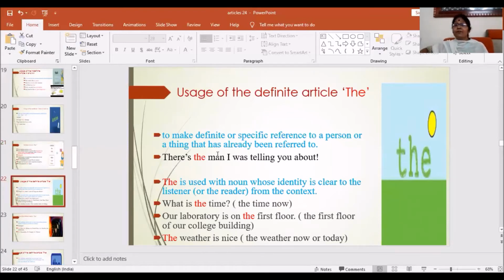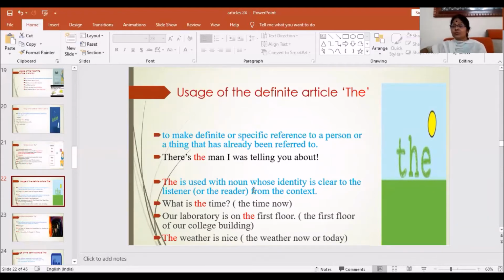Next, to make definite or specific reference to a person or a thing. Now we use it to make definite or specific reference to a person or a thing that has already been referred to. For example, there is the man I was telling you about. Already I have referred, and now I am trying to be specific. So then I use the, right?